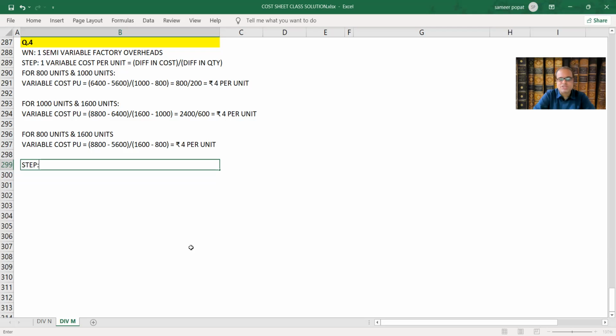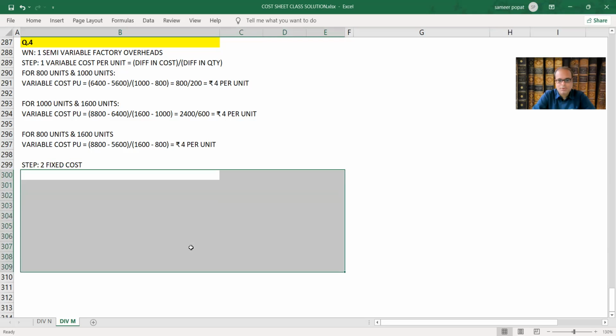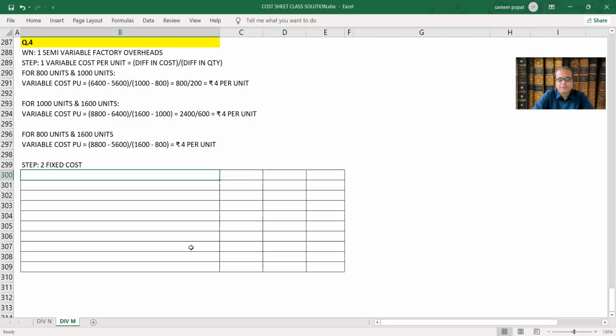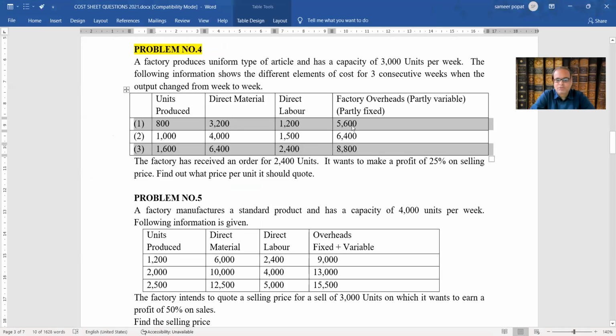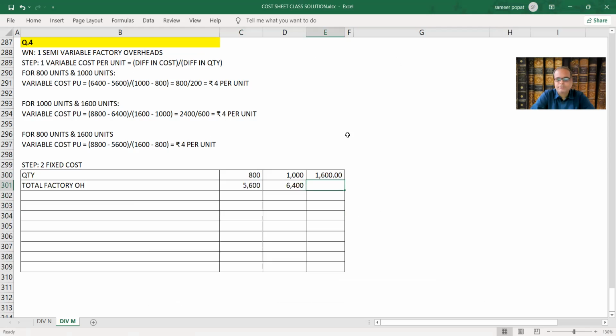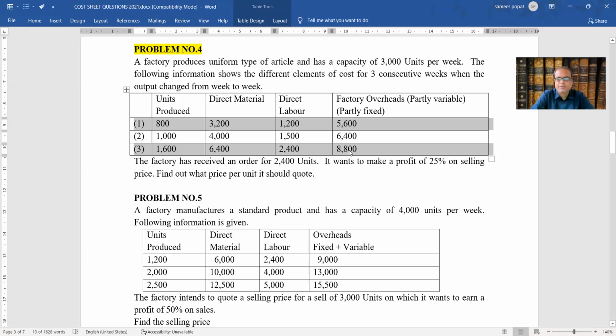Now, let us proceed with step number 2, fixed cost. I'm just taking all three. You need to take only any one. For 800, for 1000 and for 1600, details are given. Total factory overhead. For 800, it is 5600, 6400, and 8,800.